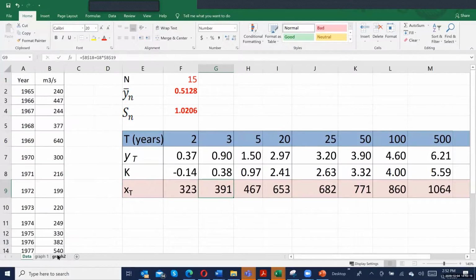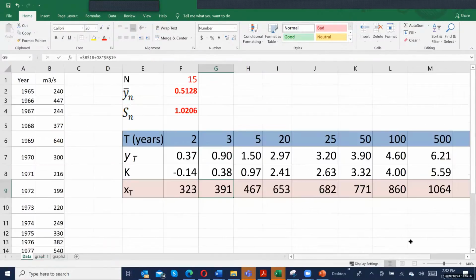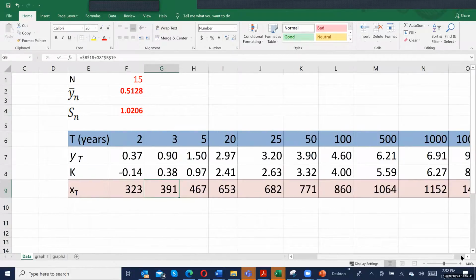Okay, so basically this is the flood frequency analysis. If you want to know, for this data, what is the flood frequency for 1 in 100 year, it is about 800 something. For 1 in 1000 year, it is almost about 1200. The calculation for 100 year is 860 and is given here.